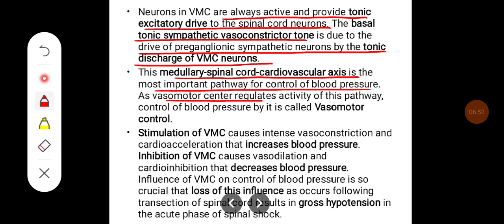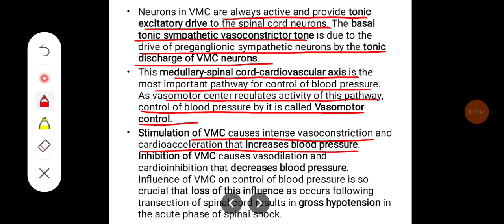As the vasomotor center regulates the activity of this pathway, the control of blood pressure by it is called vasomotor control. Stimulation of the vasomotor center causes intensive vasoconstriction and cardioacceleration that increases blood pressure. Inhibition of the vasomotor center causes vasodilatation and cardioinhibition that decreases the blood pressure.